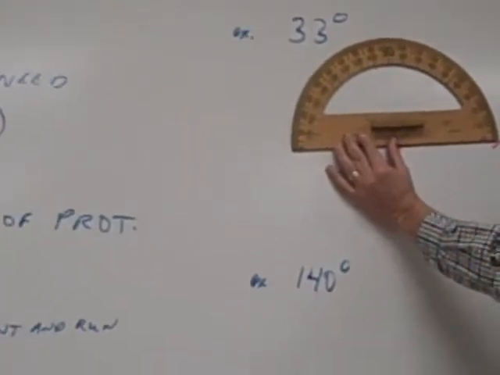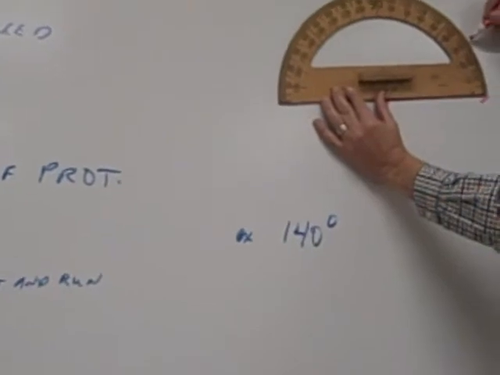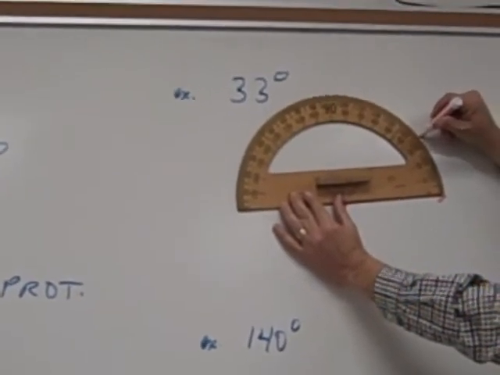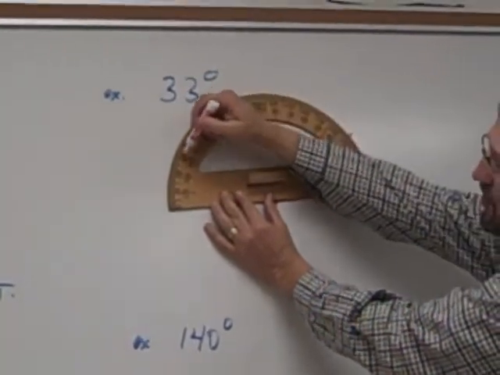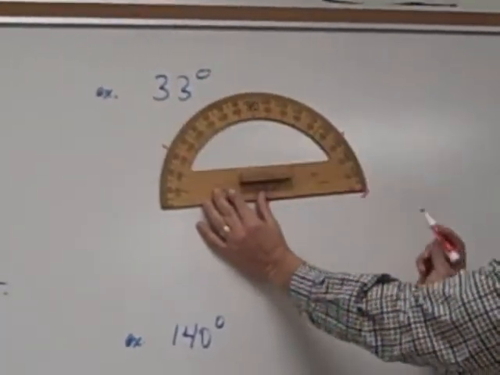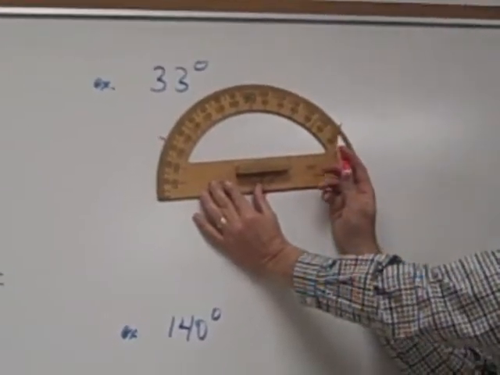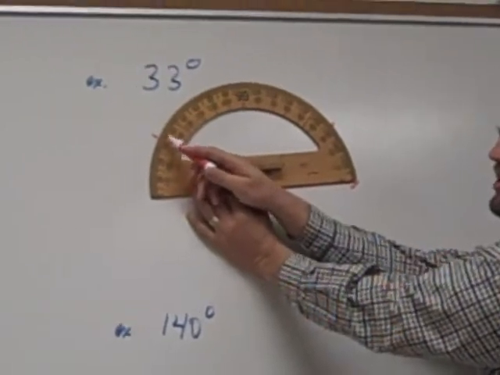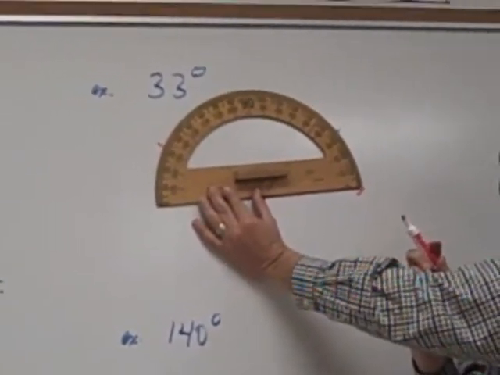I see two 33 degrees. Here's one of them. 30, 31, 32, 33. Put a mark. But I see another 33 over here. Did you notice there are two marks? There's a 33 here, and there's a 33 there on my protractor. Do we all agree? Yes, sir.